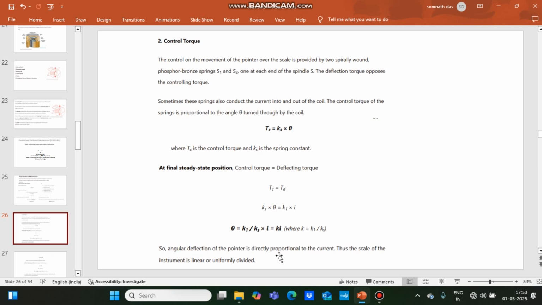As theta and I have a proportional relationship, the scale is uniformly divided. Scale division is uniform for PMMC type instrument.